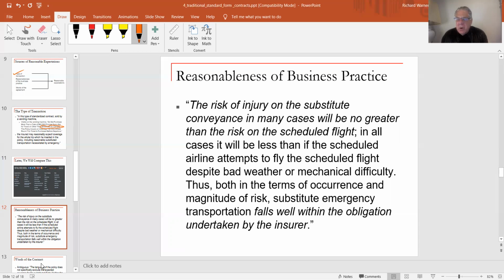Why is there more danger of one dropping out of the sky than another? And the remarkable thing about the case is evidently the insurance company never addressed that. One plausible explanation is that they didn't have any good answer to that question. So the court says, look, this does not look like a reasonable business practice to us. And so that counts in favor of Mr. Stephen thinking he's covered for the whole trip, because excluding substitute carriers doesn't look like it has a good rationale.